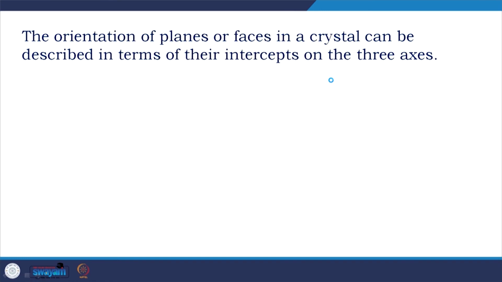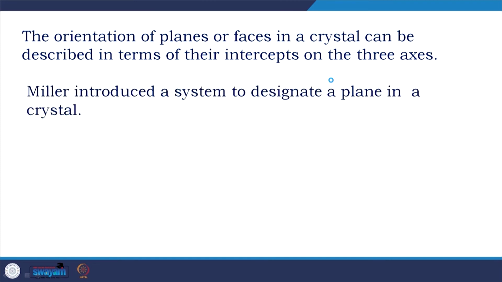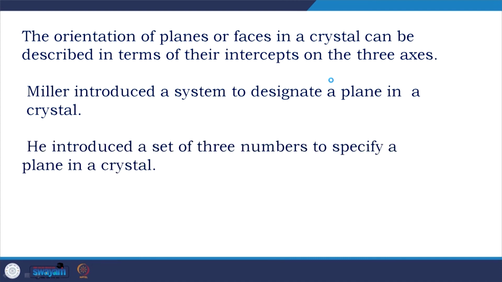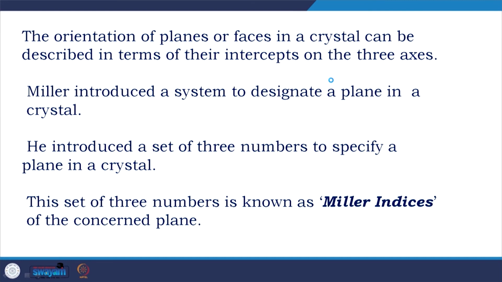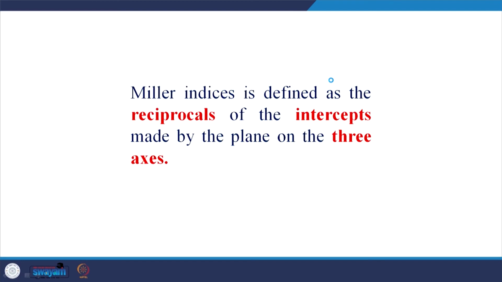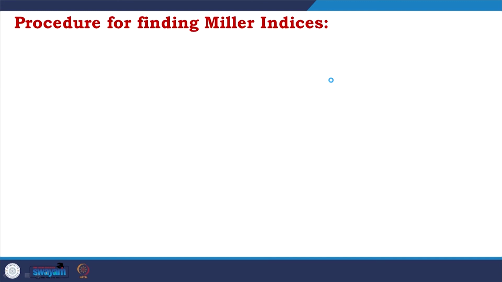The orientation of planes or faces in a crystal can be described in terms of their intercepts, where they are cutting on the 3 axes. Miller introduced this system to designate a plane in a crystal. He introduced a set of 3 numbers, which we call h, k, l, Miller indices, to specify a plane in the crystal. This set of 3 numbers is known as Miller indices of the concerned plane. So, Miller indices is defined as the reciprocal of the intercepts made by the plane on the 3 axes.